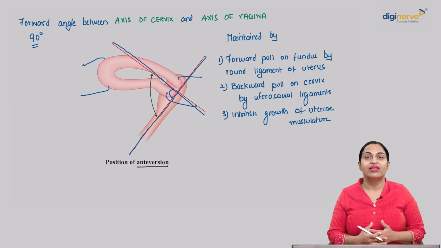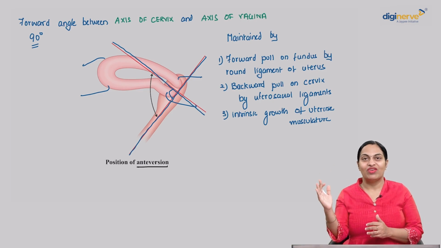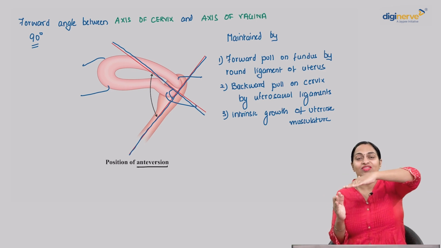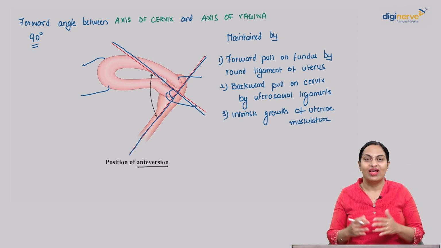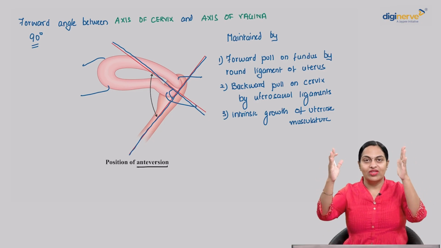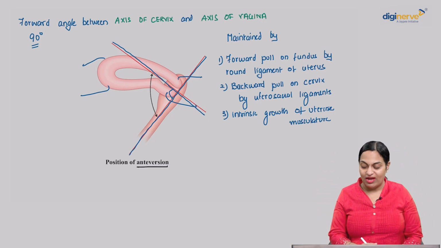This angle of antiversion is important, because the axis of the vagina and the axis of the cervix are in different planes. Imagine if this angle of antiversion is not there, then the cervix with the uterus can drop into the vagina leading to prolapse.